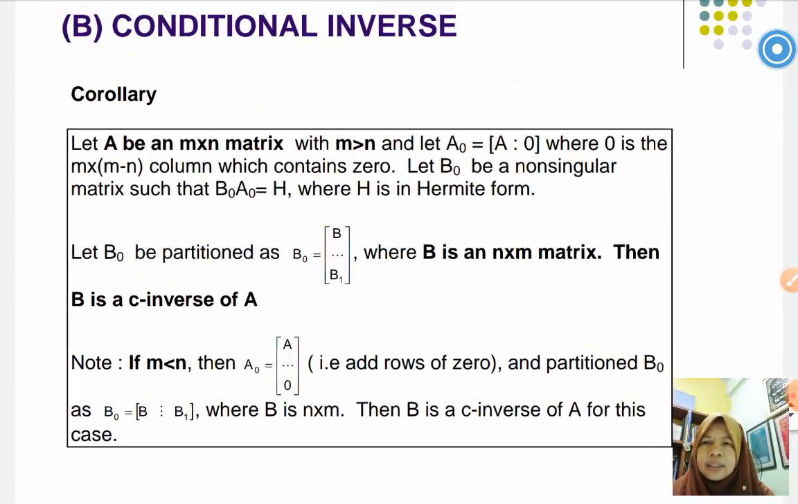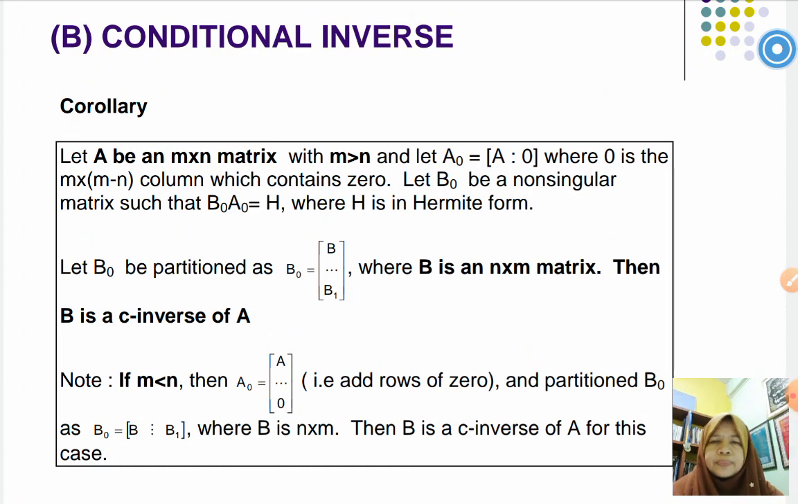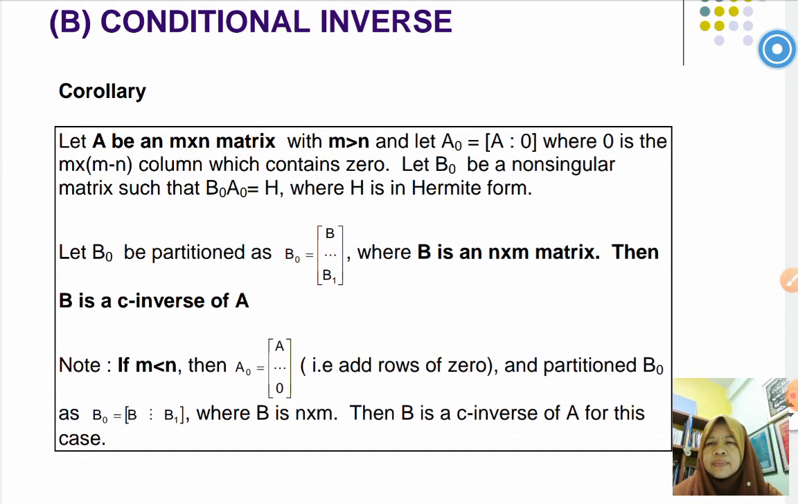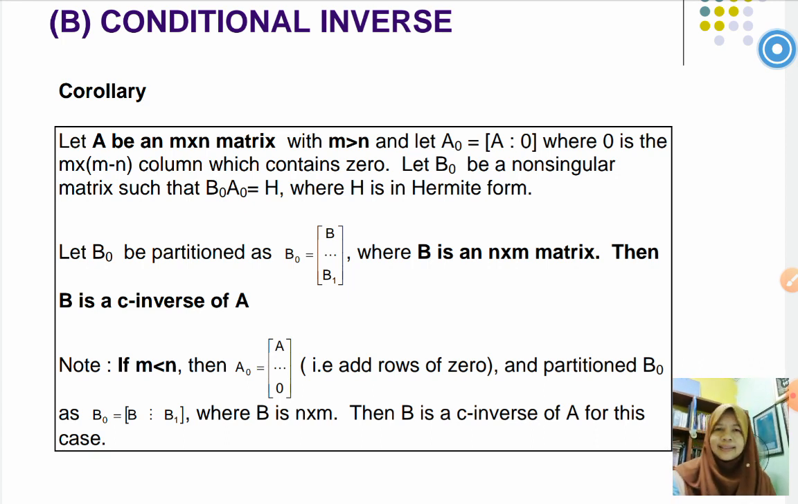Okay, then let me see conditional inverse. What is conditional inverse? We have a corollary. Let A be an m times n matrix with m greater than or equal to n, and let A naught equal A augmented with m minus n columns of 0. Let B naught be a non-singular matrix such that B naught A naught equals H, where H is in Hermite form.